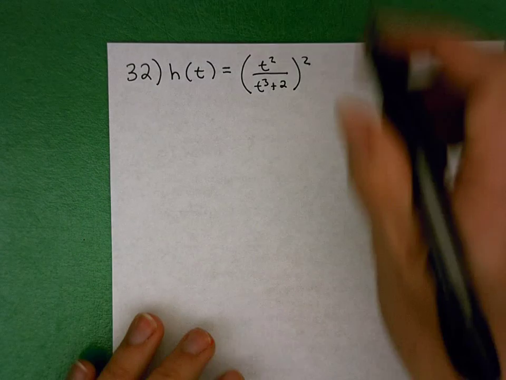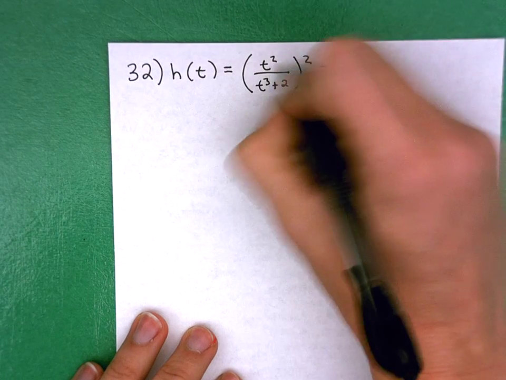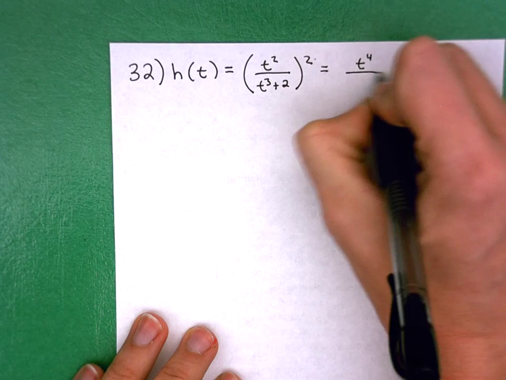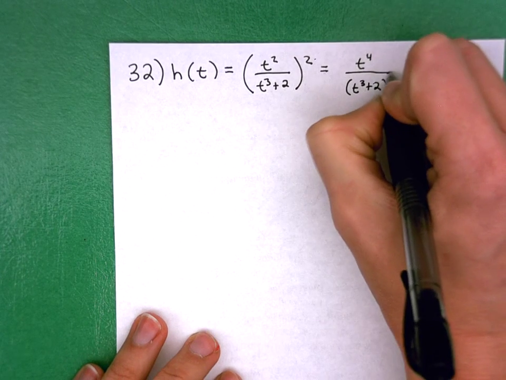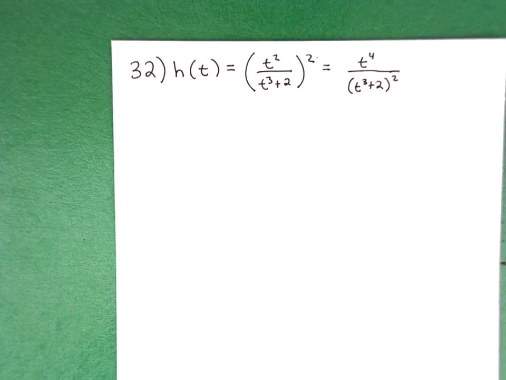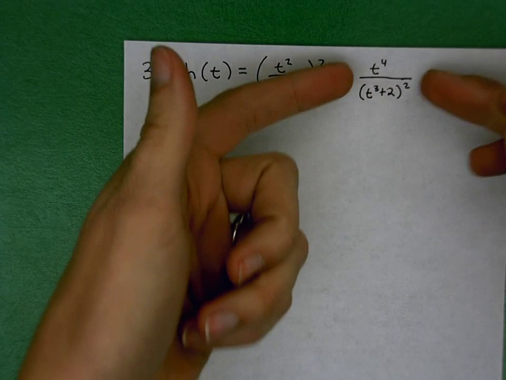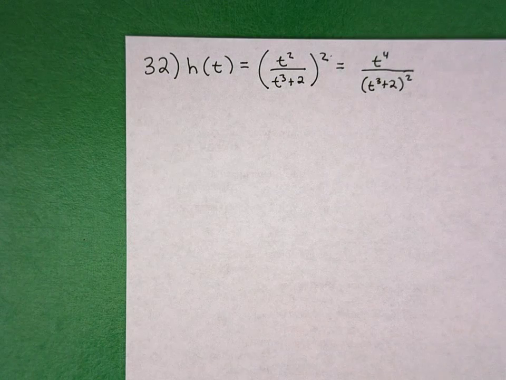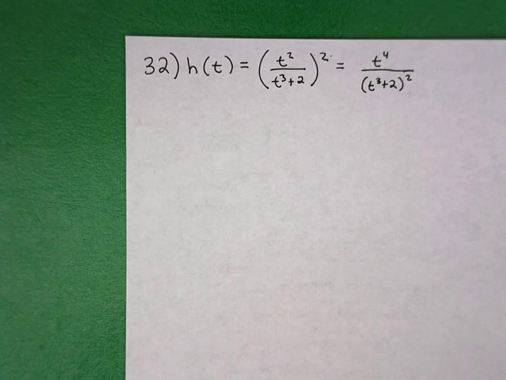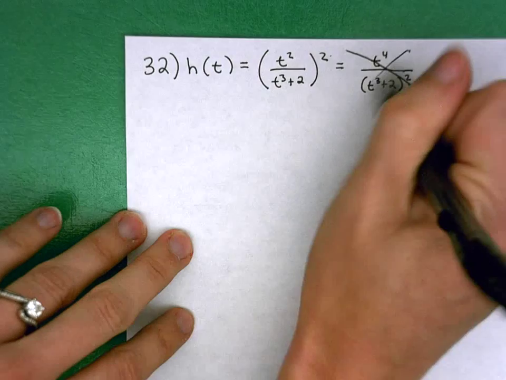Or, if you wanted, you could split this and make this t squared squared, just t to the fourth, over t cubed plus 2 quantity squared. And what that'll do is, rather than chain rule being the first rule applied and then quotient rule being applied inside, you're now going to have quotient rule applied first and chain rule applied inside. Okay, so again, you'll get the right answer either way. You really just need to choose which one you prefer. I'm going to go ahead and go with this first one of leaving it the way it is.